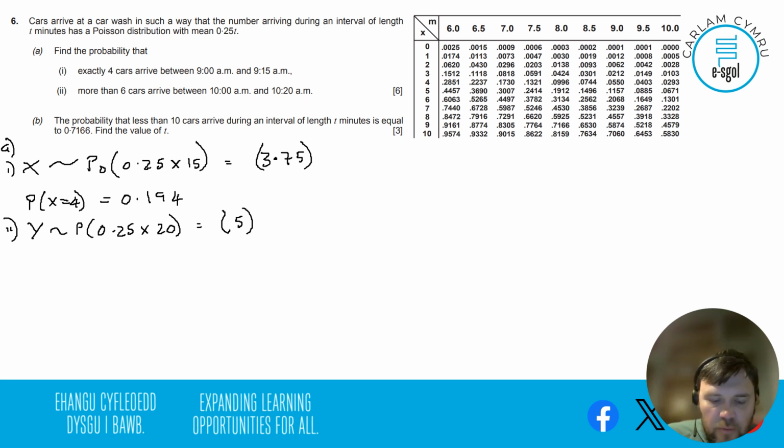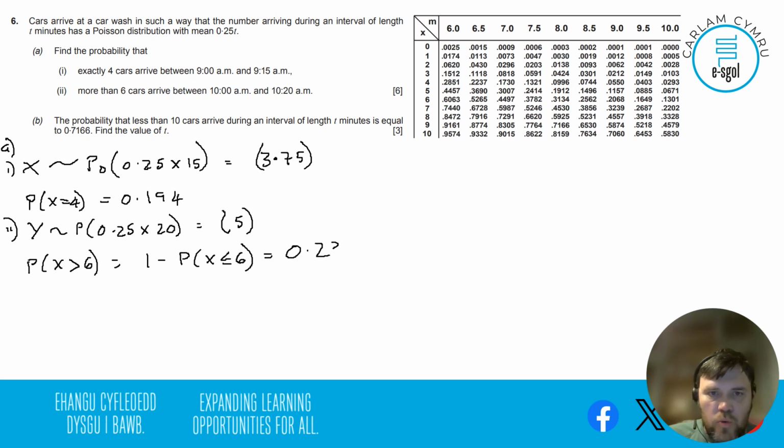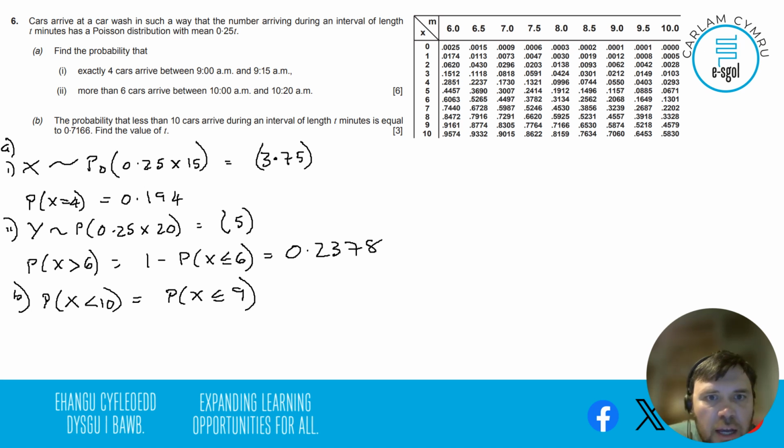And it's asking us for more than 6 cars, so the probability of X being greater than 6 is 1 minus the probability of X being less than or equal to 6. And again, we know how to calculate this, so I'm just going to put down the answer, 0.2378. And then part B is find the probability that less than 10 cars, so the probability of X being less than 10 is the same as the probability of X being less than or equal to 9 for our tables, which is equal to 0.7166.